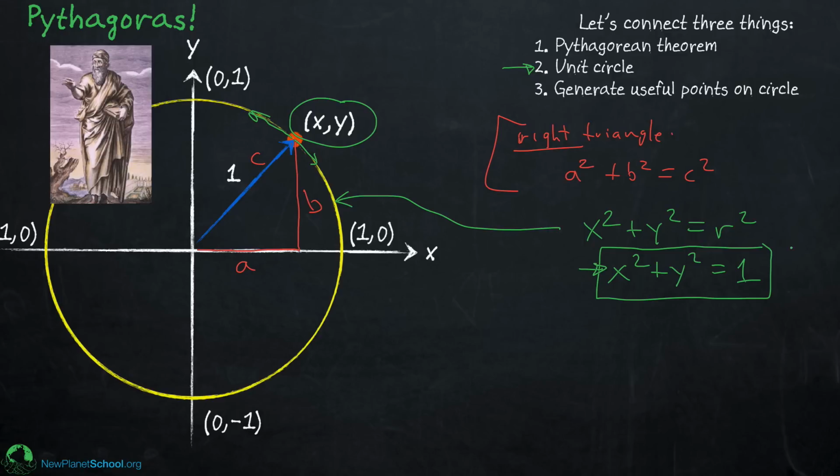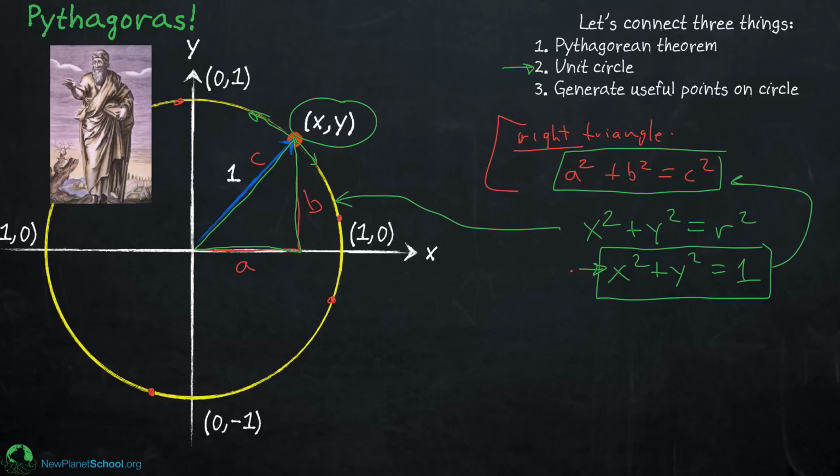Well, this equation looks a heck of a lot like this equation, right? And the reason for that is that this point is part of this triangle, okay? So what it tells us is, suppose we want to generate values along this circle. Like what is, for example, this point right here? What is this point? What is this point? How would you figure that out?